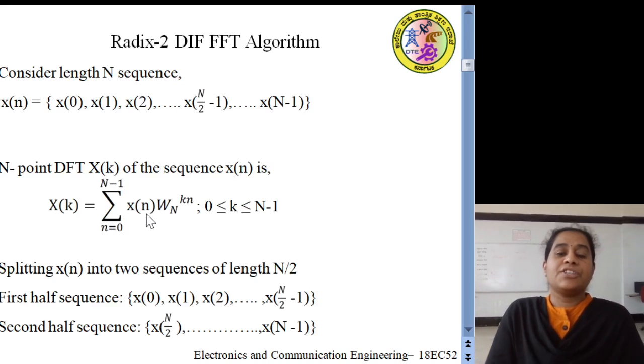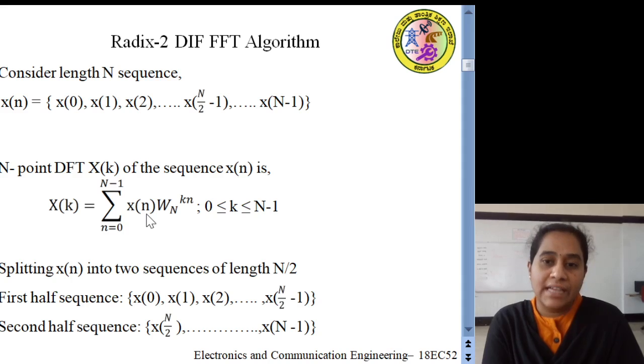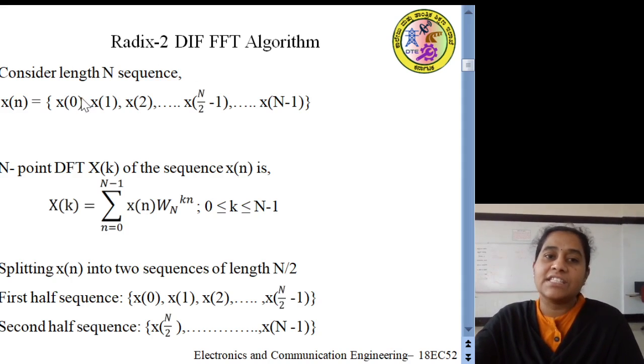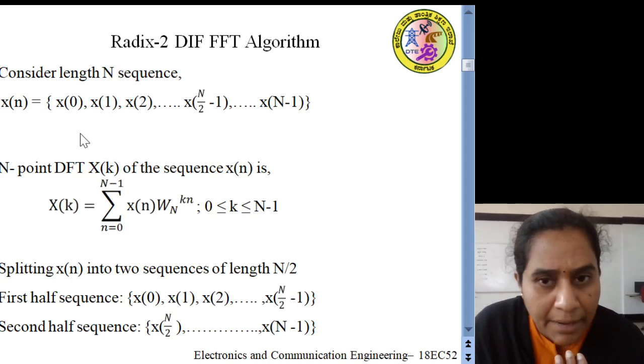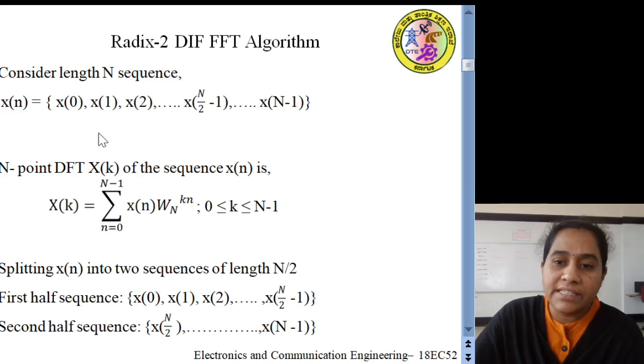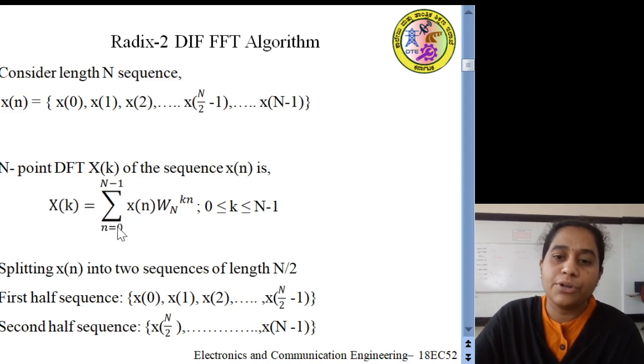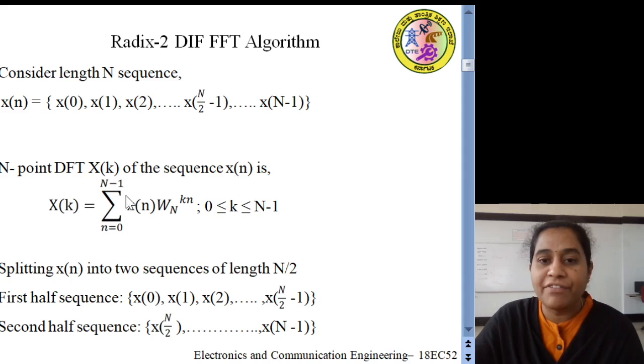To begin with the radix 2 DIF FFT algorithm, first let us consider the sequence x of n, which is having N number of samples. So our x of n is a length N sequence, that is, it is having x of 0, x of 1, x of 2, up to x of N by 2 minus 1, till x of N minus 1. So there are N number of samples. The N-point DFT of this x of n is given by X of k, which is equal to summation n varying from 0 to N minus 1, x of n into W_N raised to the power kn, for k varying from 0 to N minus 1.